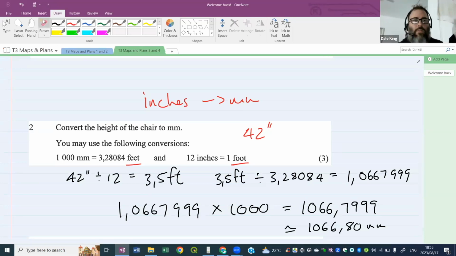And to make it even more difficult, they could have given us a 1 foot conversion here. They could have said here at the bottom, 1 foot equals 378 millimeters. I'm just guessing now. That would have been a lot easier as well, because we would have taken our answer and just multiplied by 378. But they made it even more difficult by giving us 3,28084.